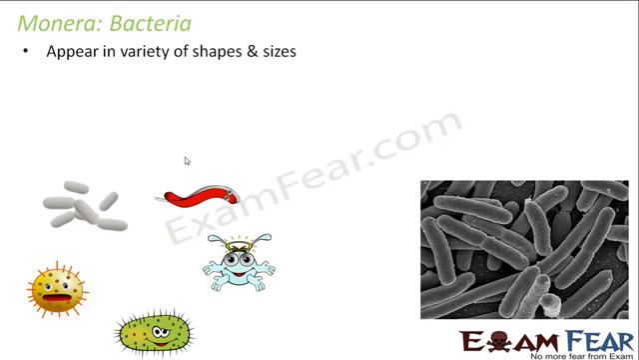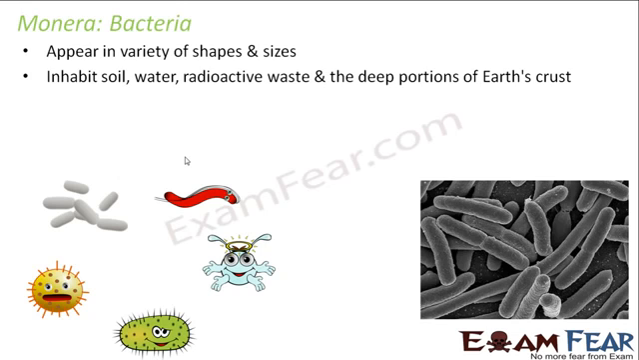As you can see in this picture, you have cylindrical one, you have somewhat which is shaped like a worm, you have spherical, you have little flattened shape of bacteria. So many varieties are available. They inhabit soil, water, radioactive waste, and the deep portions of Earth's crust.